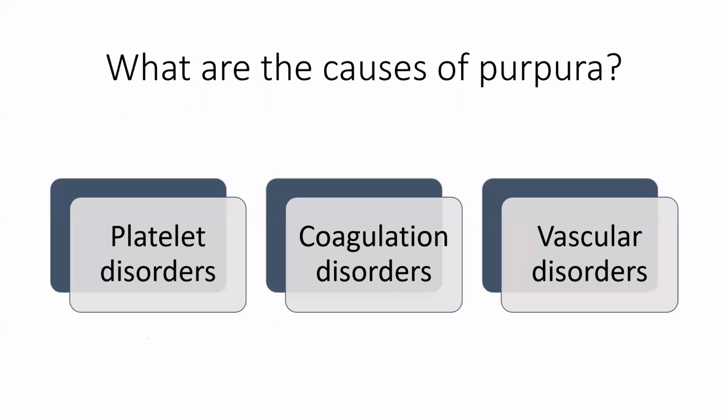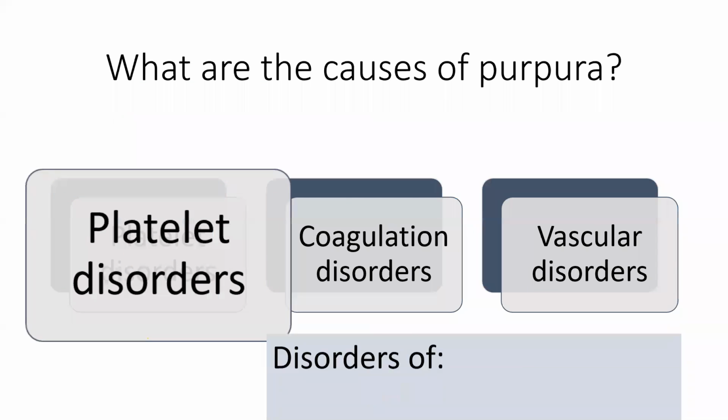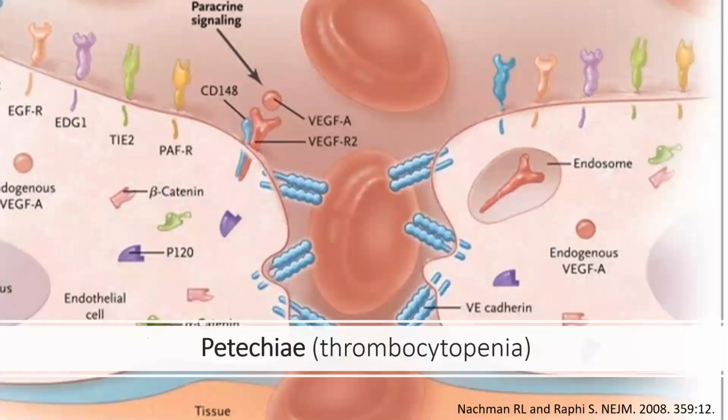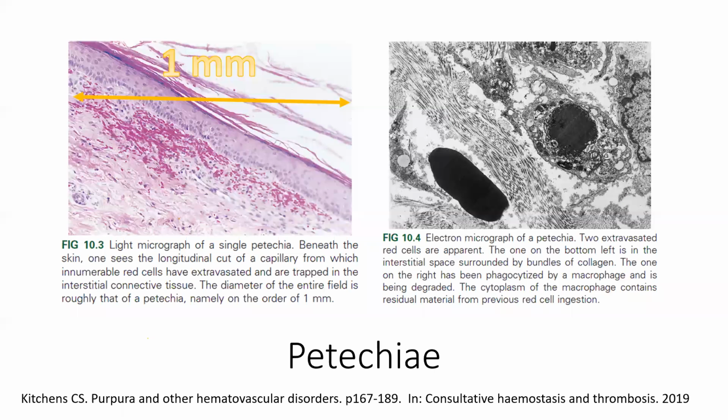What else can cause purpura? Platelet disorders. Platelet disorders, as you know, can have a problem in platelet number or platelet function. I just wanted to show petechiae to you again and remind you that the mechanism for petechiae is that when platelets drop below a critical level of 20 to 30, the junctions between the endothelium are disrupted, and this leads to the diapedesis of red blood cells, and these red blood cells can then be seen under the skin. This picture has a light micrograph of a single petechia.